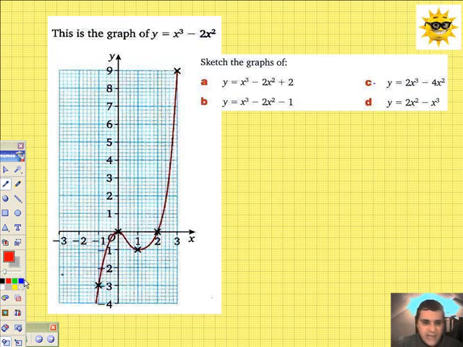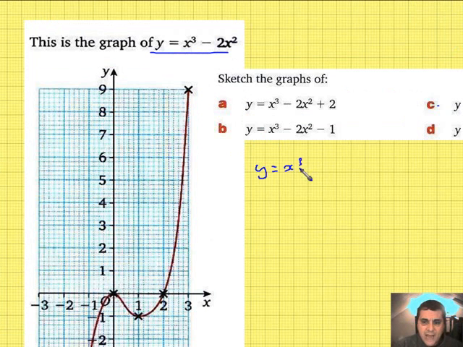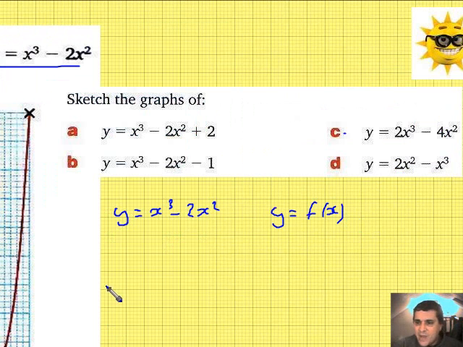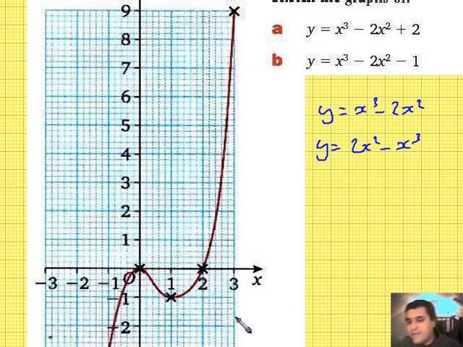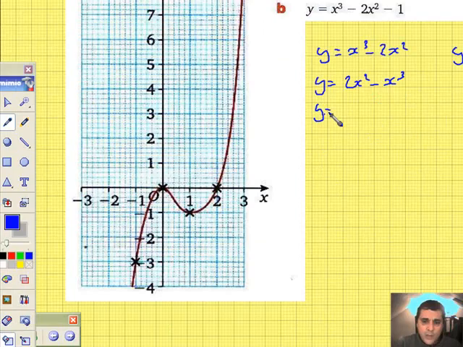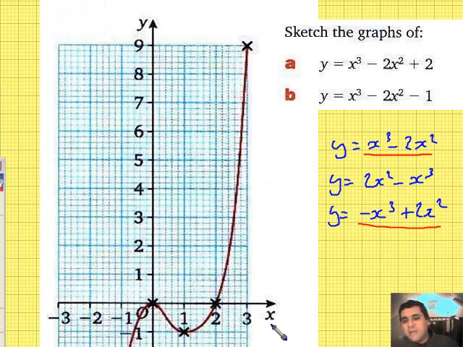Now the last one, let's look at it carefully. The original function is as follows: y equals x cubed minus 2x squared, and that's my original y equals f of x. Now this is my graph for D. I've got y equals 2x squared minus x cubed. Look at it carefully. They're very similar. Let me write it around the other way. y equals minus x cubed plus 2x squared, and they're looking really similar now. Look at that. x cubed minus 2x squared, minus x cubed plus 2x squared.